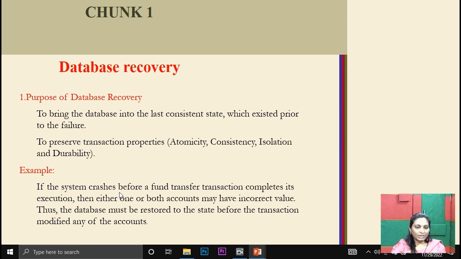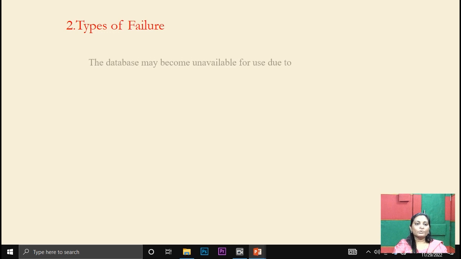For example, if the system crashes before a fund transfer transaction completes its execution, then either one or both accounts may have an incorrect value. But the database must be restored to the state before the transaction modified any of the accounts. In database recovery, our bank account will be recovered using the value from before the system crashed.